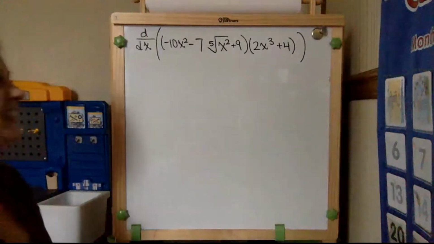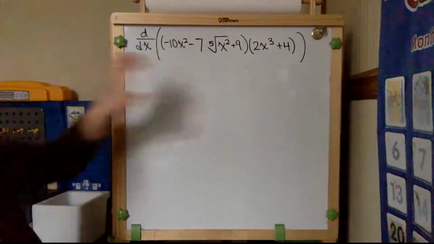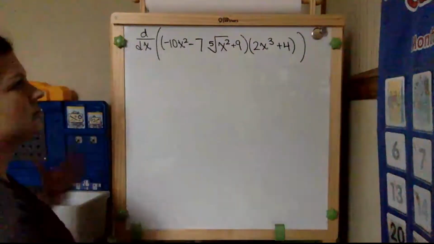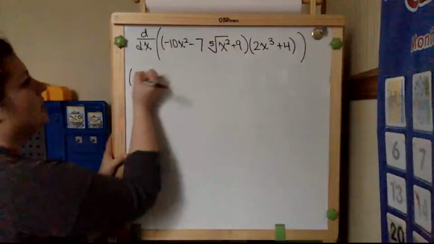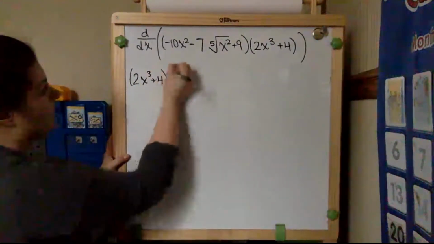All right, in this example, we have negative 10x squared minus 7, the 5th root of x squared, plus 9, times 2x cubed plus 4. So again, I could easily see there's a product here between these two expressions, so I'm going to use my product rule. G of x is 2x cubed plus 4.